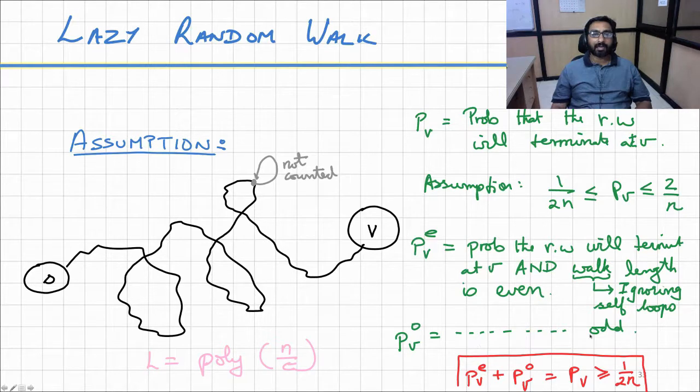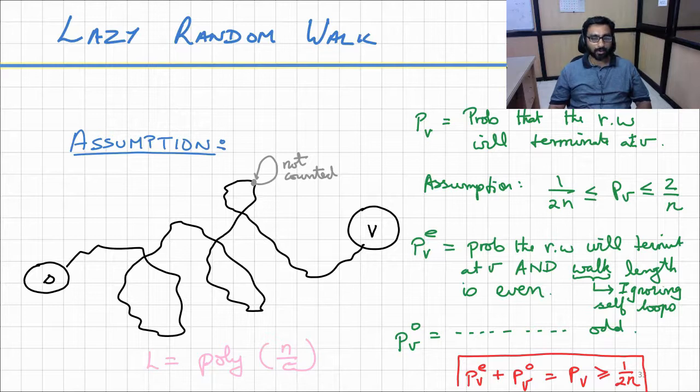we can assume that PV, the probability that the random walk will be at V, is close to 1 by n. And in particular, let's say that it's within one half of 1 by n to at most twice of 1 by n. Okay. Now this PV, we're going to break that up into two parts. Remember, we want to eventually argue something about walks that took an even number of steps, walks of even length versus odd length.